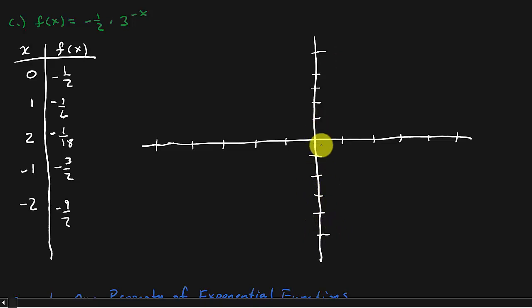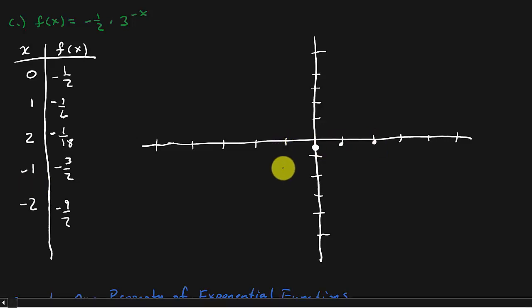So let's plot our points. We got 0, negative 1/2. We've got 1, negative 1/6. So that'll be about right in there. And then we've got 2, negative 1/18. That'll be even closer. So, I mean, you can see some of these just don't look very good when you draw them.